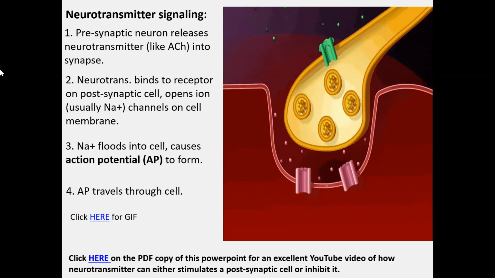If you're online while looking at this PDF, there's a YouTube video that's actually really good. It goes through this again so you can see it, because these GIFs aren't active in the PowerPoint. It'll show you how it can either stimulate a cell or inhibit it based on the ion channels that are open. I think this video even talks about some of the removal systems that I'm going to be covering a little bit later, maybe not today.